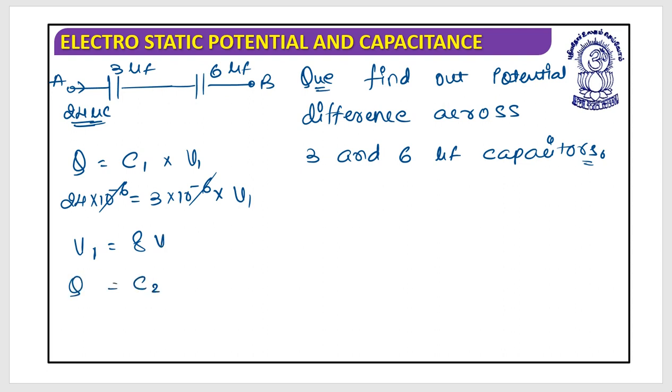In the same way you can write Q is equal to C2 into V2. This is 24 into 10 to the power minus 6 equal to C2, which is 6 into 10 to the power minus 6, multiplied by V2. This 10 to the power minus 6 would be gone, and V2 would be equal to 4 volt. Yes, so this would be the answer.